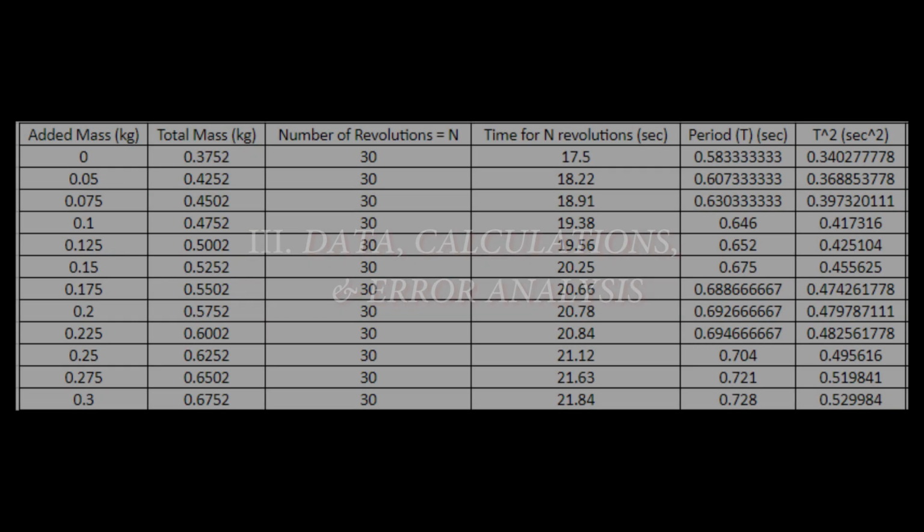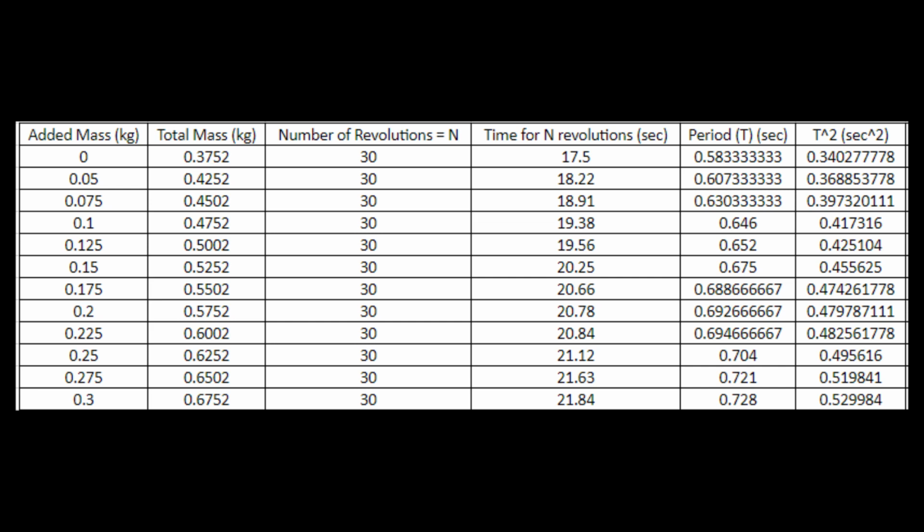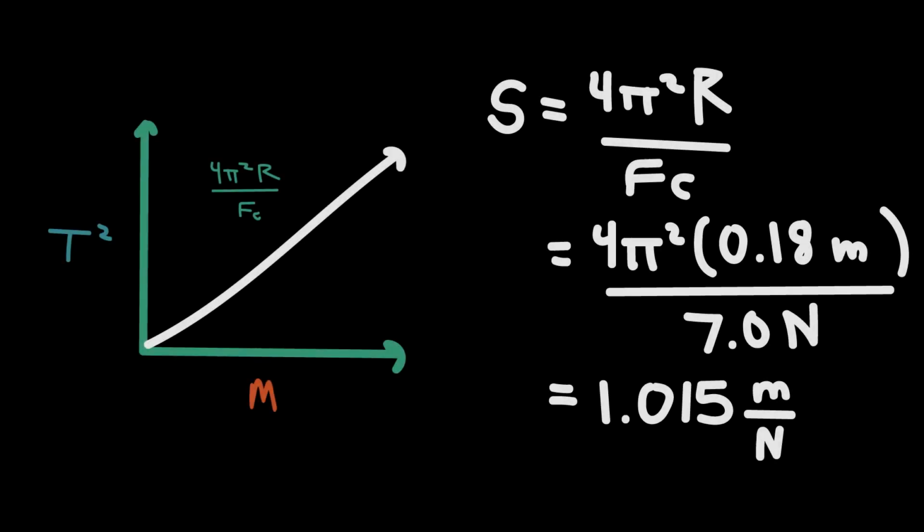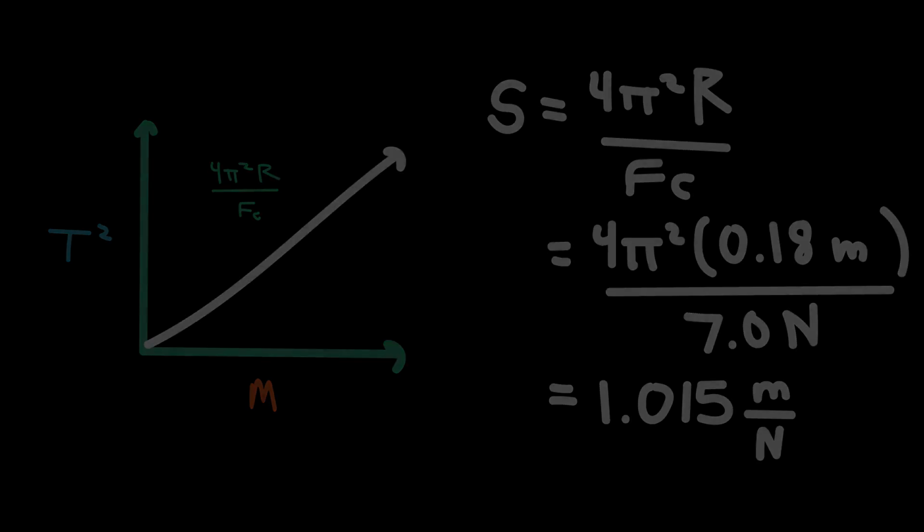After obtaining our results, we added an additional column for T squared to be able to compare our data against our theoretical calculation using the previously derived equation. We know T squared equals mass times 4 pi squared r all over f sub c. On a graph, mass will be our x-axis, T squared our y-axis, and our data will have a slope of 4 pi squared r all over f sub c. Substituting values, we get s, our slope, equals 4 pi squared times 0.18 meters all over 7.0 newtons, which is approximately 1.0. This value is our theoretical slope.